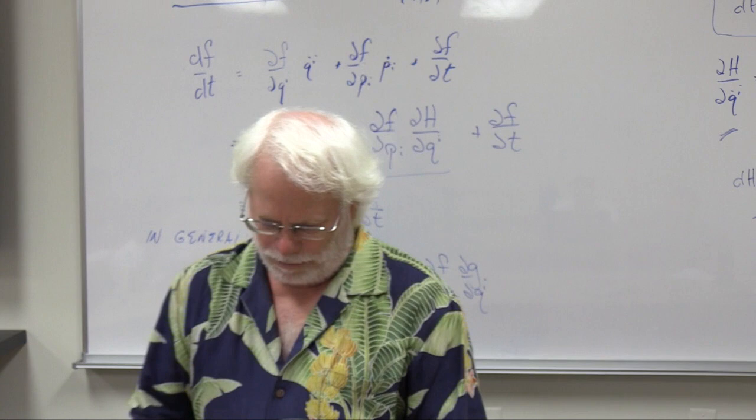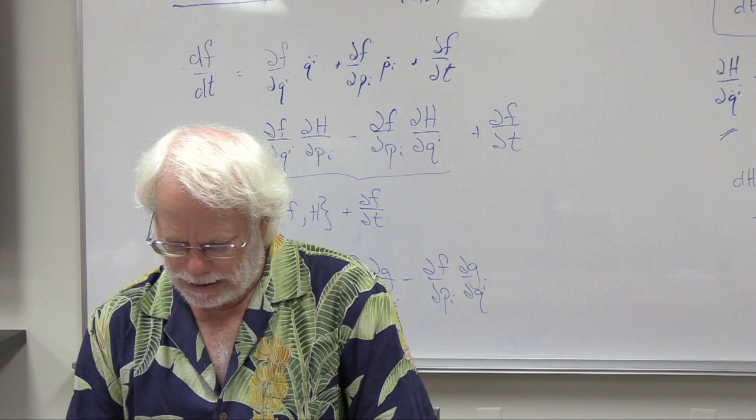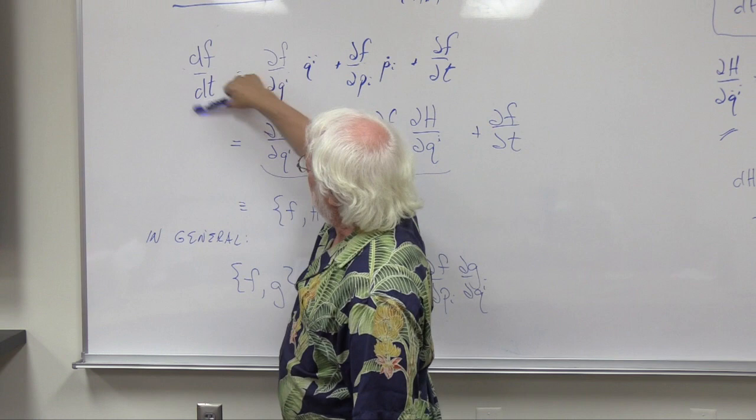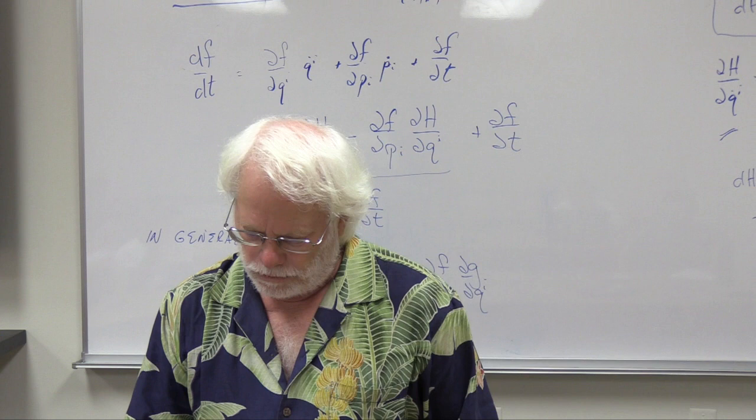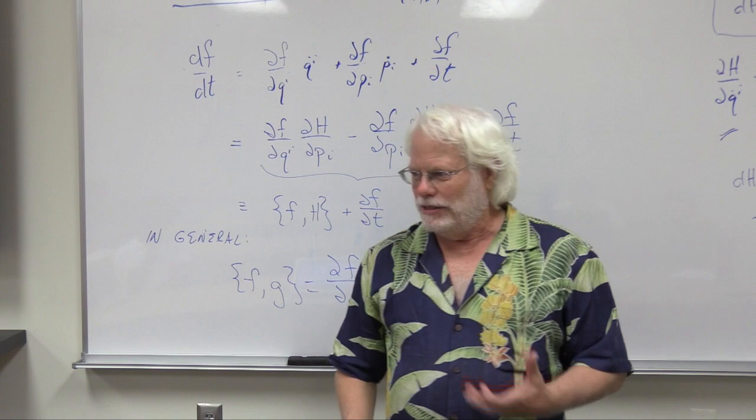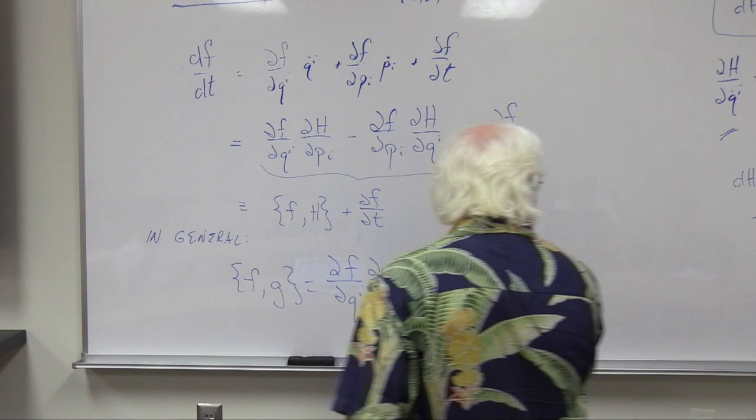And so we have an expression for the time evolution of any dynamical variable in terms of the Poisson bracket and possible direct time dependence. It turns out that we can write all of the essential equations of Hamiltonian mechanics using Poisson brackets. So let's do that.